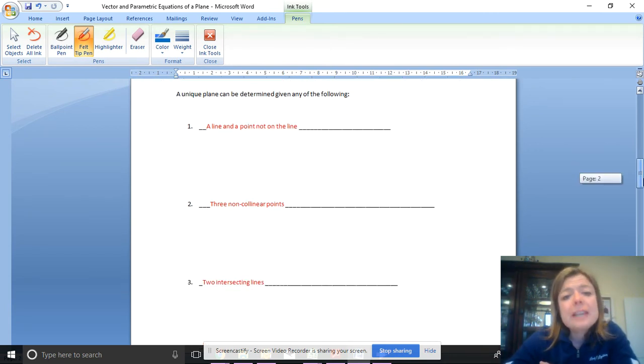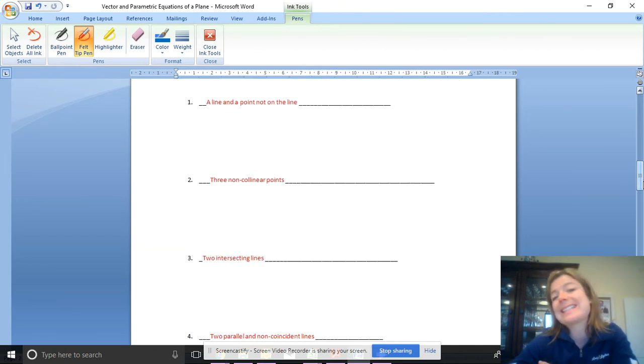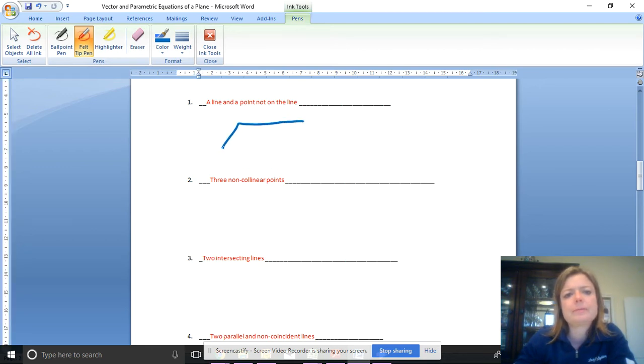Okay, so a unique plane can be determined. There's four different ways, four different sets of information, that is enough to give us a complete equation of a plane. So for each one of these, I'll just create a quick parallelogram just to illustrate what's going on.